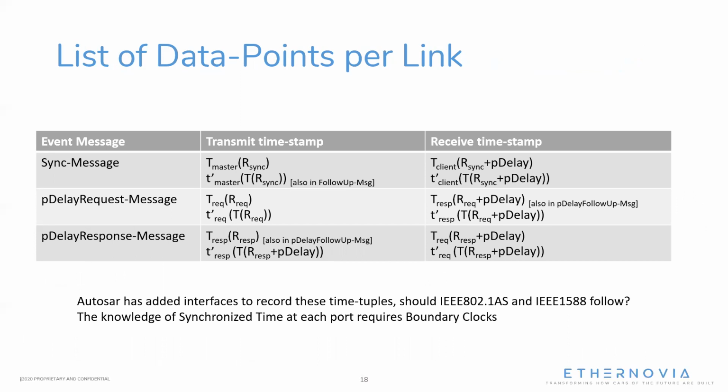And then on the receive timestamp side, we want to have the client local timestamp, capital T client, when this sync message was received. And we want the predicted synchronized time when this was received, and we want to compare that to the content that is coming along in the follow-up message. On the pDelay request message, we have the same pair. We have the local timestamp and the equivalent synchronized time when the pDelay request message was sent.